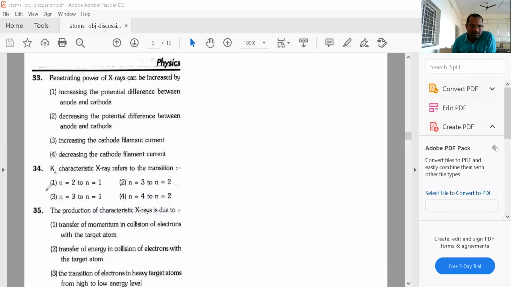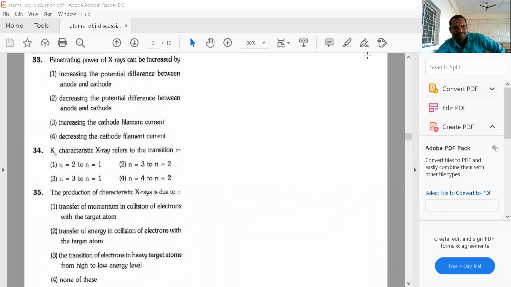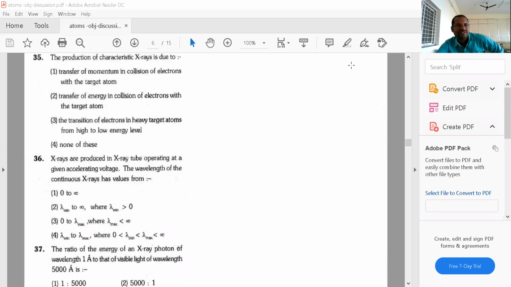Next, question number 35. See what they have given. The production of X-rays is due to, how can X-rays be produced? First, transfer of momentum in collision of electron with the target, no, wrong. Transfer of energy in collision of electron with the target atom, no, wrong. Transition of electron in a heavy target atom from higher energy level to lower energy level, yes. This is how the X-rays will be produced.